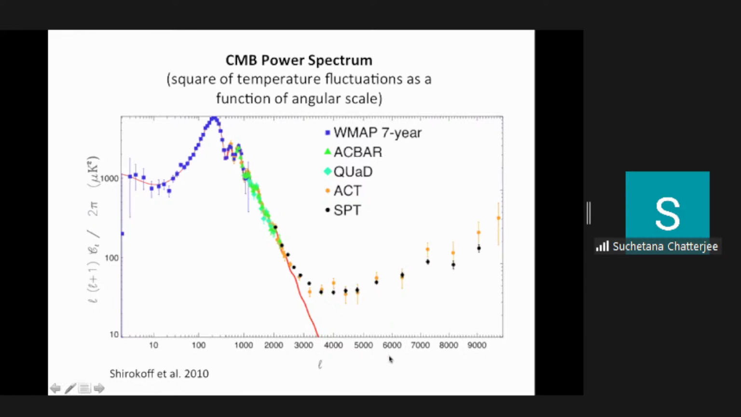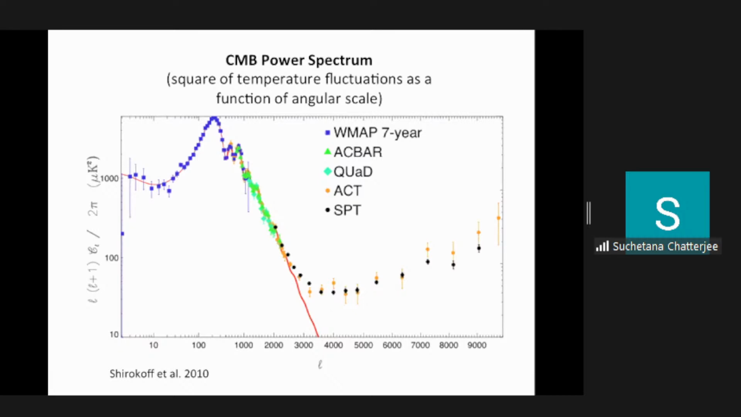So here I am plotting l, our multipole moment. If I increase l, I'm decreasing the angular separation, the sky separation. That means this is small-angle fluctuations, and this is large-angle fluctuations. And these are l(l+1)C_l over 2π in microkelvin squared. Now, fluctuation can be both positive and negative, but when we calculate the power spectrum, we only take the square of it. That means both positive and negative become positive. Otherwise, there is some issue. So we take the square of the temperature fluctuations.